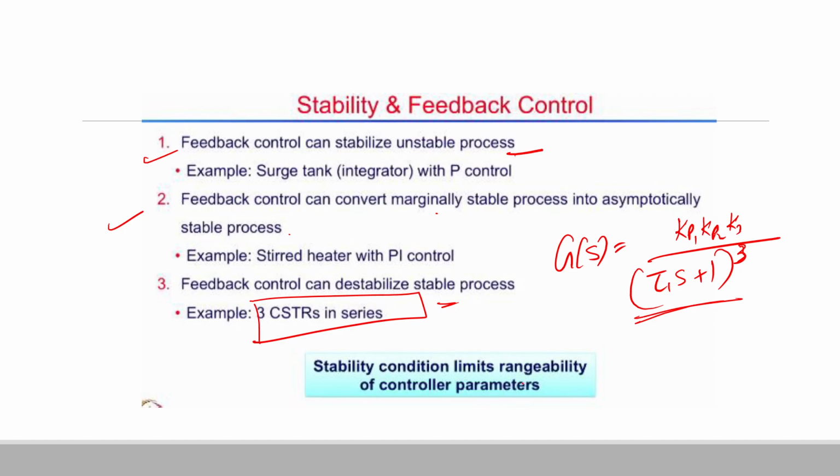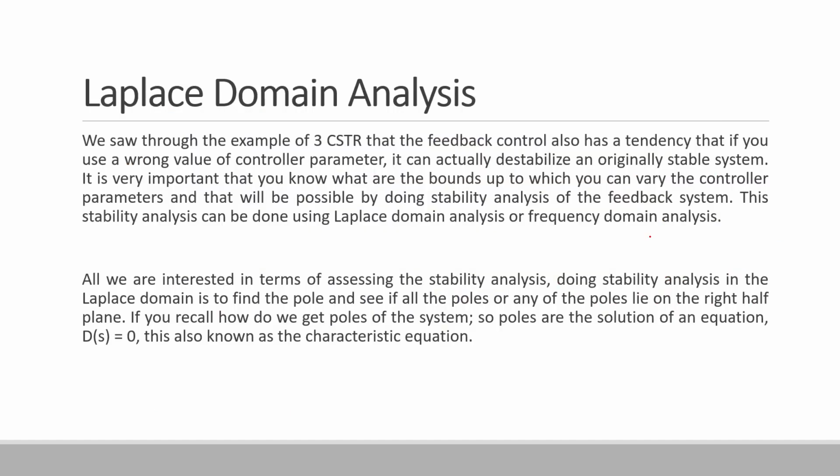So basically, stability condition limits the rangeability of controller parameters. So the parameter values are dependent on the range in which the system will be stable. This system will only be stable for a certain range of these controller parameters, so that we can find it using stability analysis. That is what I have mentioned over here, that in the example of CSTR, we said that a feedback controller, for a wrong value of controller parameters, can destabilize the original system. That is, it is very important to know the bounds of the controller parameters that we need to provide to the system.